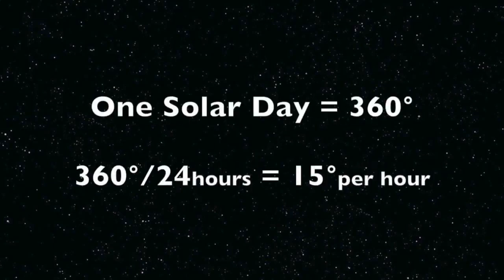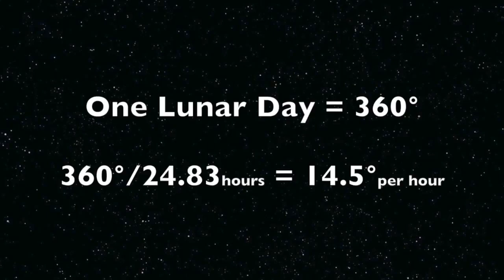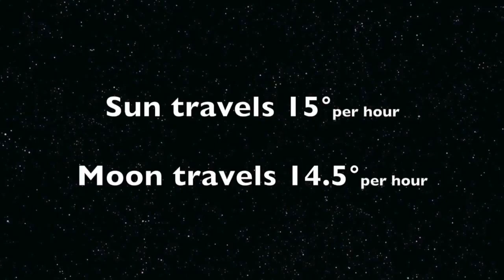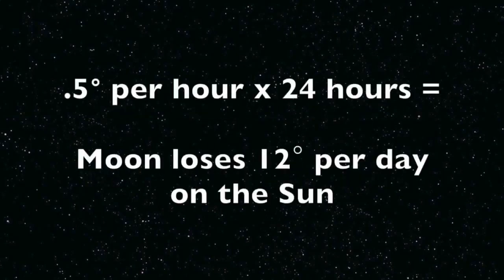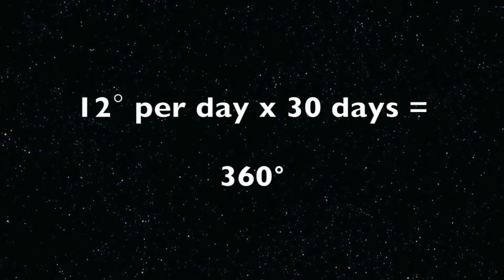So where the sun takes 24 hours to make one 360-degree circle, which is 15 degrees an hour, the moon takes 24 hours and 50 minutes to make one 360-degree circle, which equates to only 14.5 degrees per hour. So the moon, because it's slightly slower, loses a half a degree on the sun per hour. This half a degree per hour equals 12 degrees per day. So as the sun and the moon circle above in the firmament, the moon loses 12 degrees per day on the sun. And this 12-degree loss causes the lunar phases.